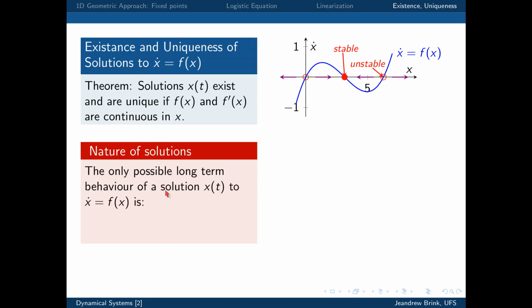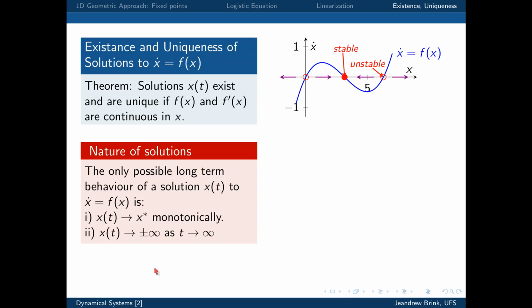Okay, so any possible long-term behavior of a solution to this equation, x dot equals f of x, is that x of t approaches x star monotonically. So there may be more than one fixed point, but it is going to approach a fixed point monotonically. Or it is going to approach plus or minus infinity as t goes to infinity. Okay, and so this is very restrictive on the nature of the possible solutions we have.